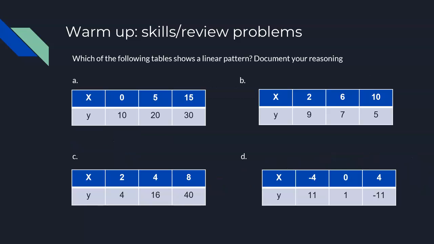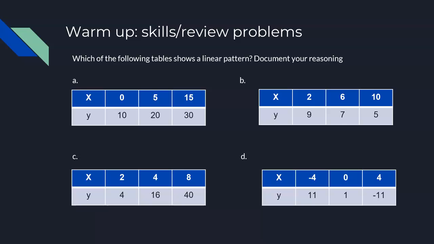Next, which of the following tables show a linear pattern, and document your reasoning. You can tell if a table is linear by looking at how x and y change. If as x increases by 1, y increases by a constant rate, then a table is linear. You can find the constant rate by finding the first difference.